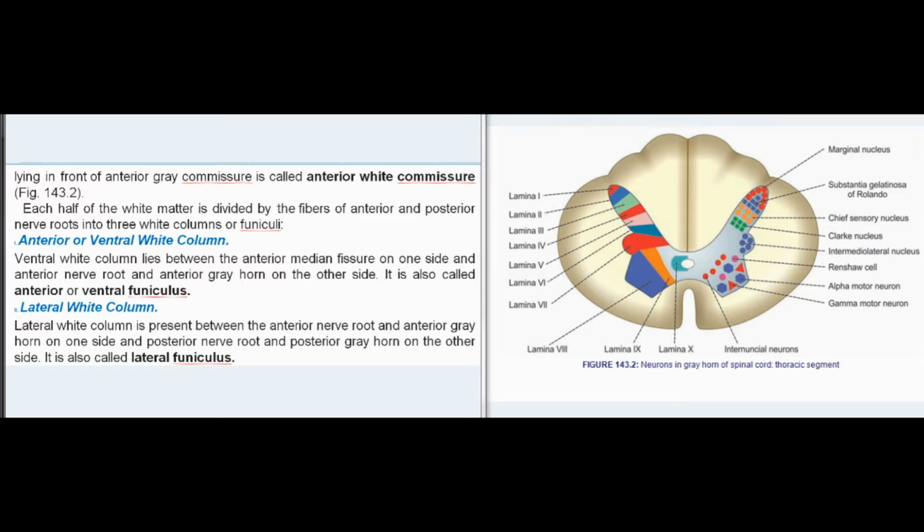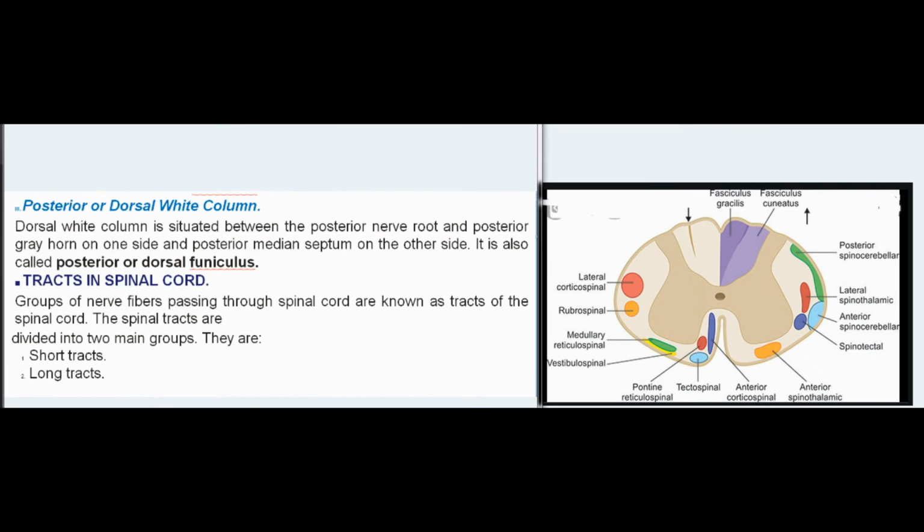white columns or funiculi. Anterior or ventral white column. Ventral white column lies between the anterior median fissure on one side and anterior nerve root and anterior gray horn on the other side. It is also called anterior or ventral funiculus. Lateral white column. Lateral white column is present between the anterior nerve root and anterior gray horn on one side and posterior nerve root and posterior gray horn on the other side. It is also called lateral funiculus.